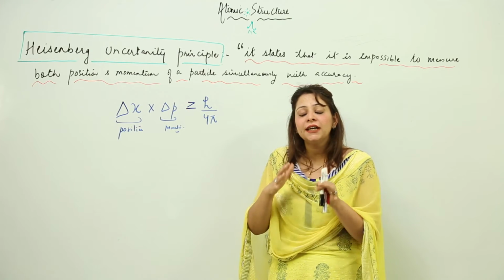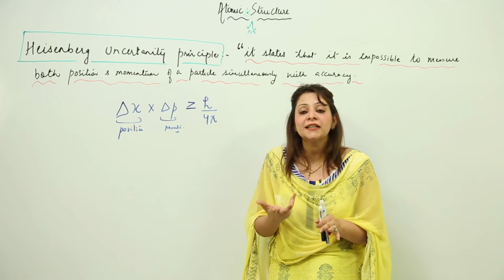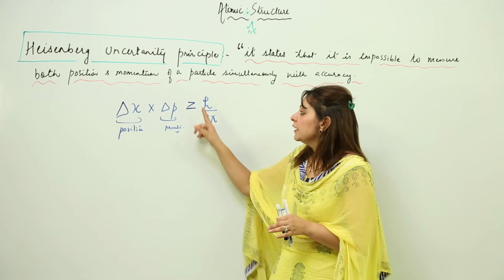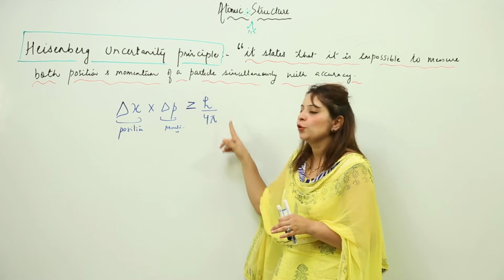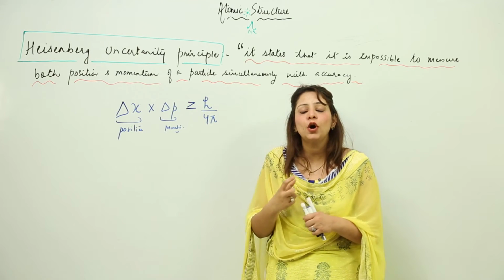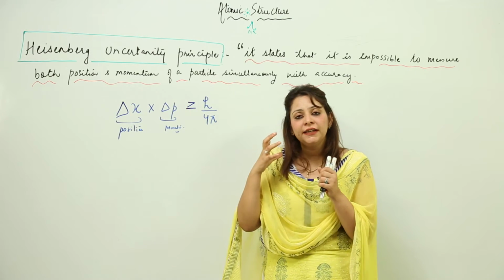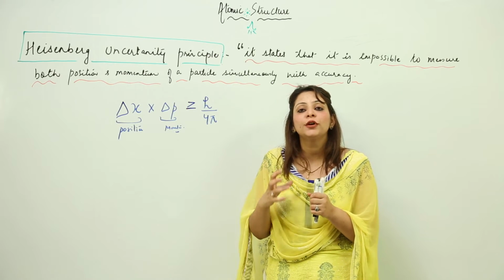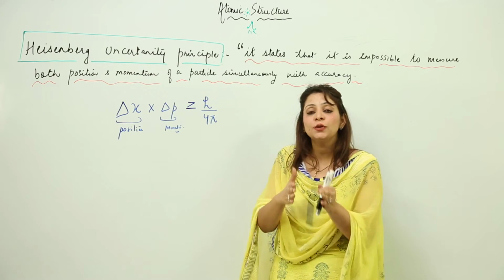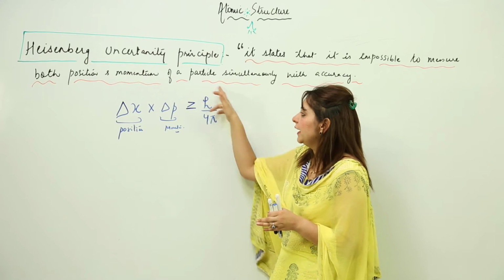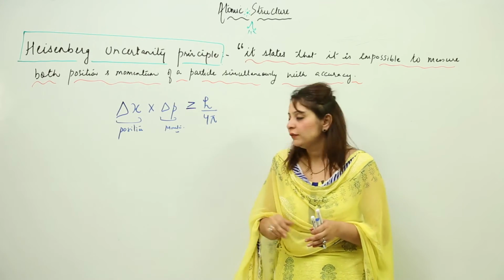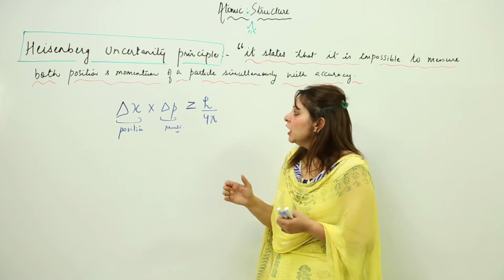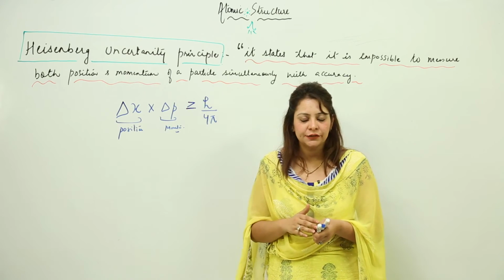And the value is constant, but what is actually that value? It is either greater than or equal to h over 4 pi. When we solve h over 4 pi, the uncertainty in position and momentum is always going to be greater than or equal to the value that we get after solving h over 4 pi, where we know that h is Planck's constant. So this is the Heisenberg uncertainty principle.